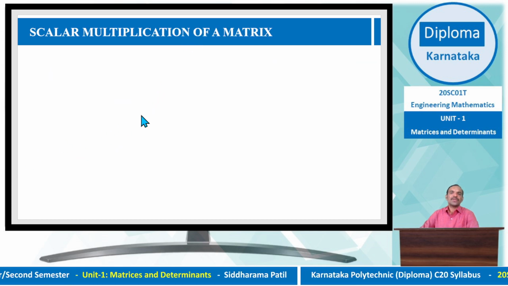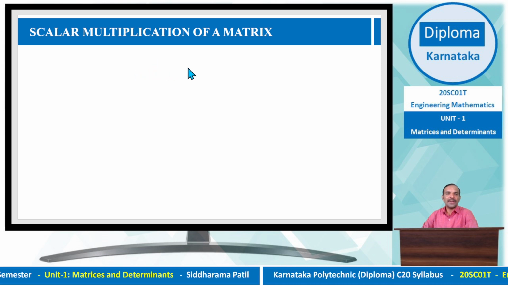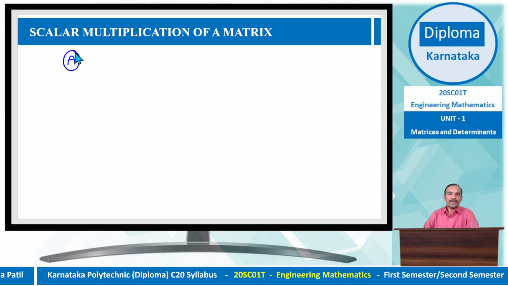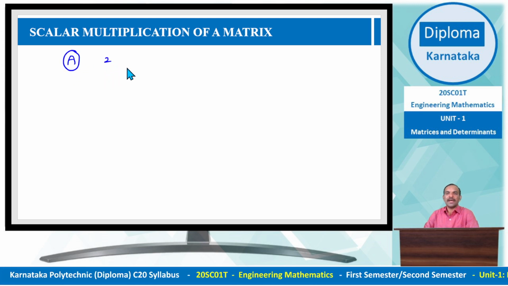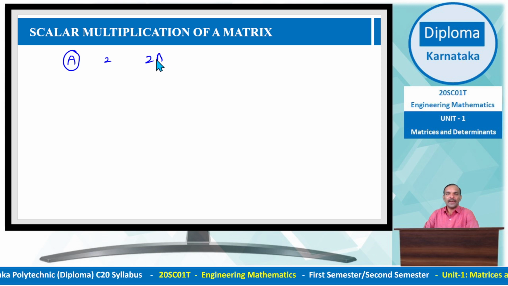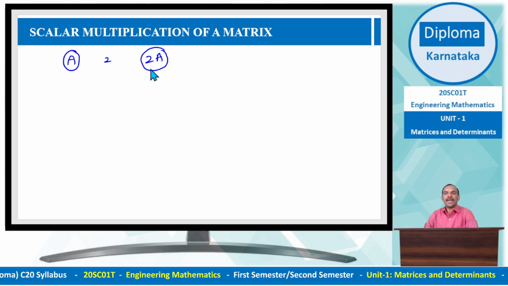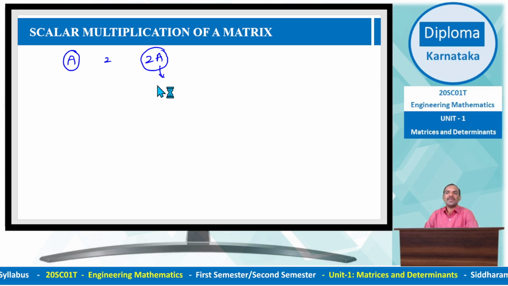Next we are going to start with scalar multiplication of a matrix. Scalar means it is a number. If A is a matrix and, for example, 2 is a scalar, then 2A is called the scalar multiple of A, and this is called scalar multiplication.